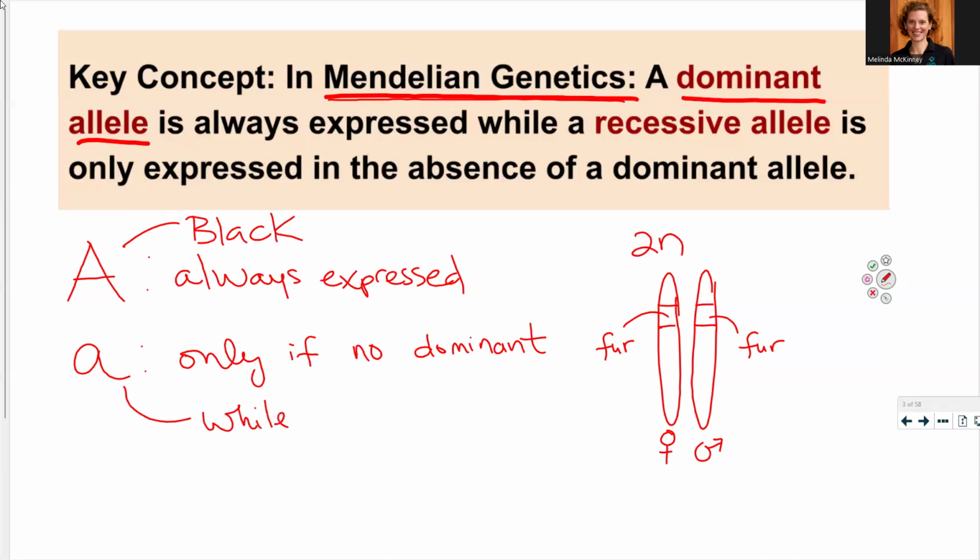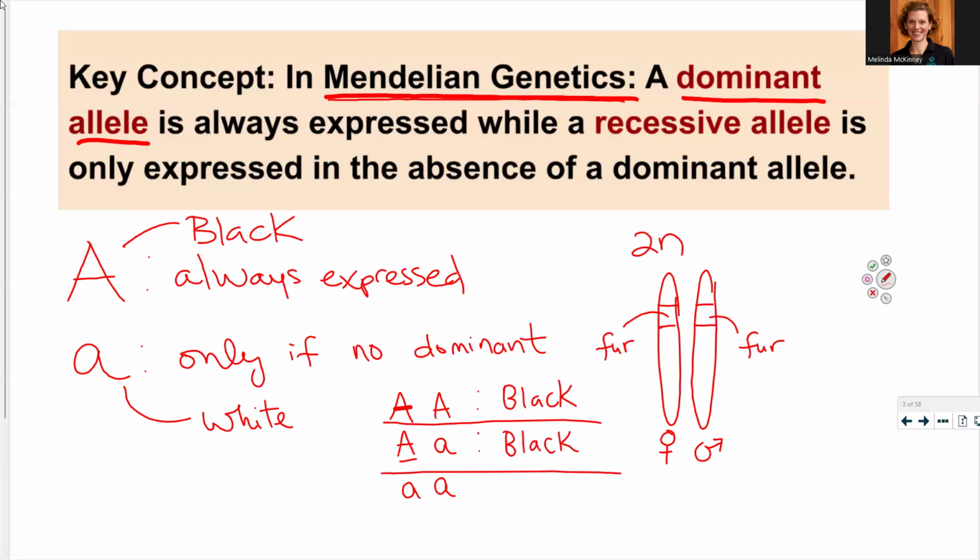Okay. So there's three ways to pair these two. You could have two dominant alleles, you could have one dominant allele and one recessive allele, or you could have two recessive alleles. In the first case, you've got a dominant allele, so it's going to be black. In the second case, you still have a dominant allele. It's always expressed. So again, this fur is going to be black. It's only in the case where you have the two recessive alleles that you would have the recessive allele expressed, and in this case, you would have the white fur.